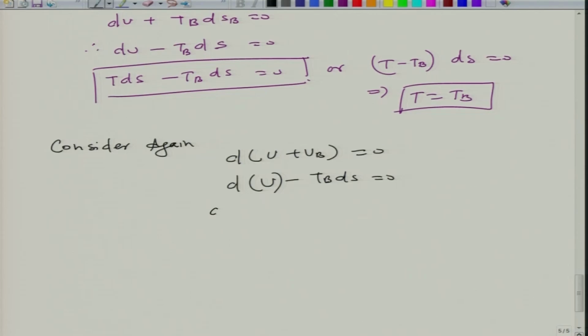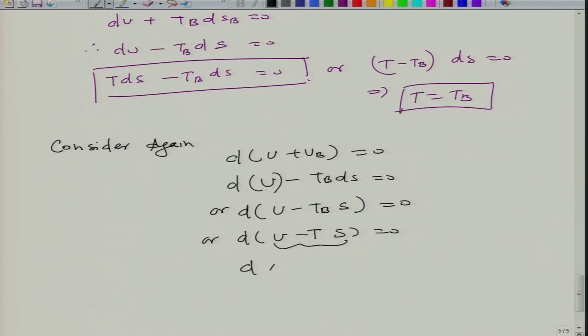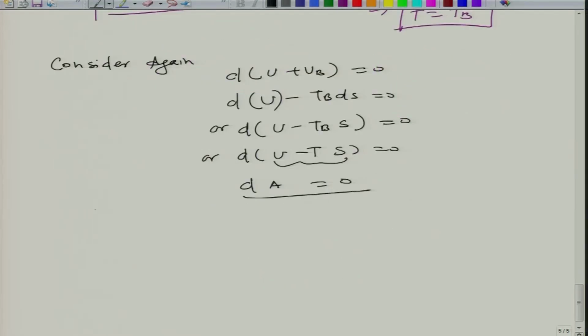In that case I can write this as du minus, right, but Tb is nothing but T here. So, we can write u minus Ts is equal to 0, and u minus Ts is nothing but the Helmholtz free energy. Okay. So, that means one of the conditions is of course that dA should be equal to 0 for such a system here, where we are maintaining the temperature, volume and number of moles.